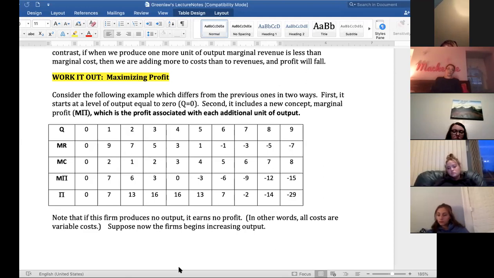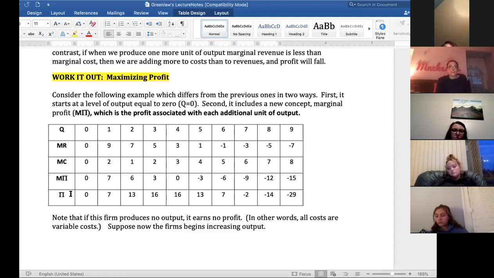When you can't make any more money. And how do you know where that is? When it's even, when your marginal revenue just equals your marginal cost. So you're adding as much to profit as you're taking away.